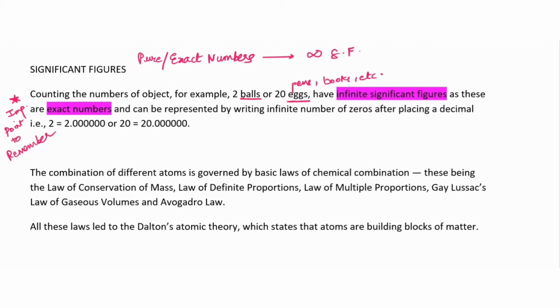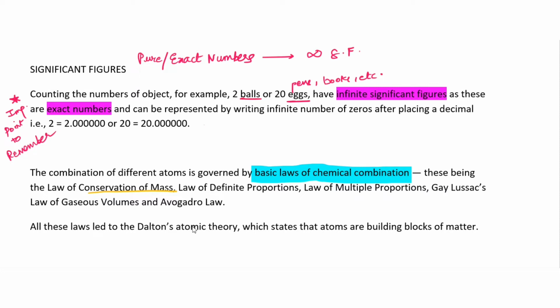Now let's move on to the actual chemistry part. So till now it was just a brief introduction of what we've already learned. So now let's move on to the actual chemistry part. So there are basic laws of chemical composition. So firstly we have law of conservation of mass. I think you would be very familiar with this.